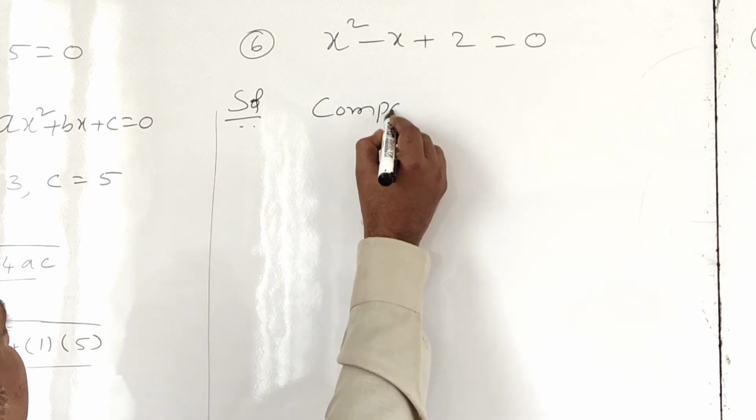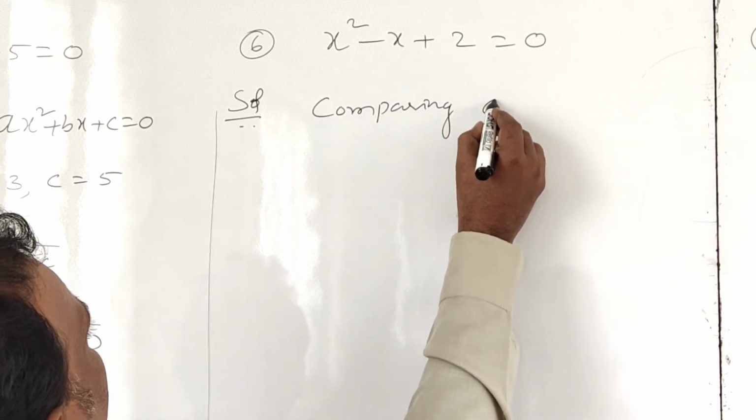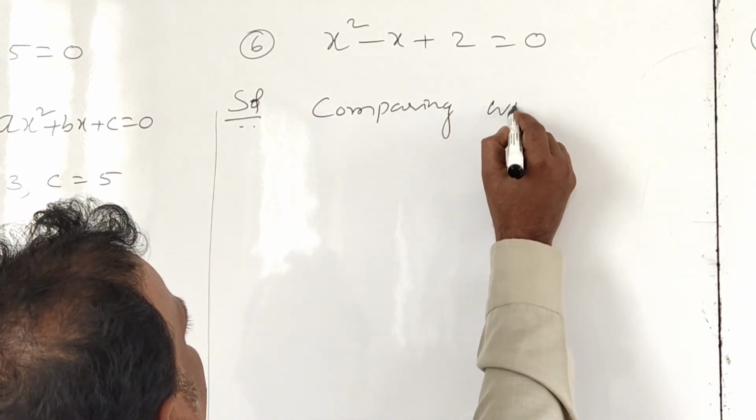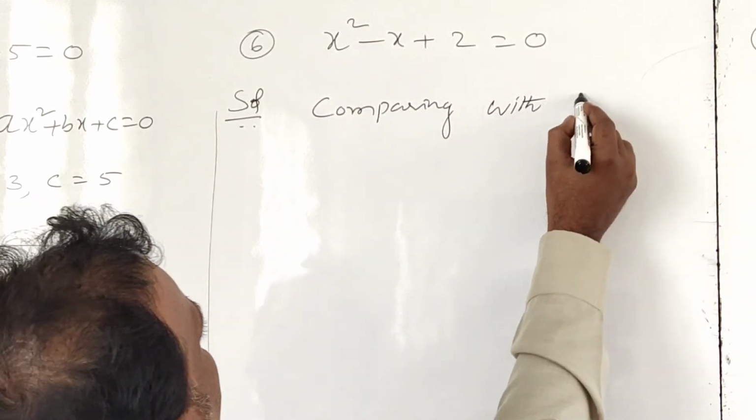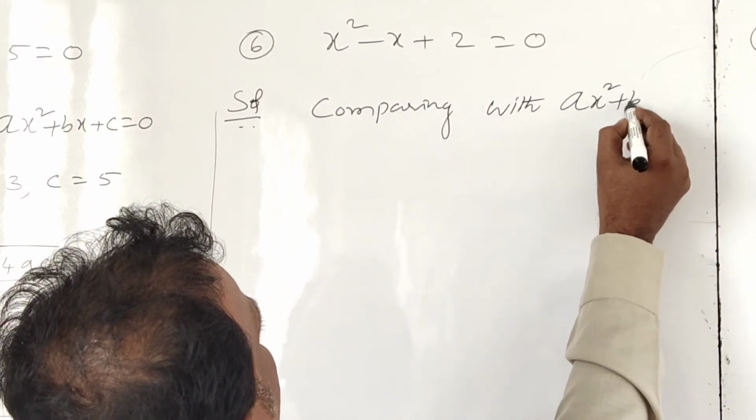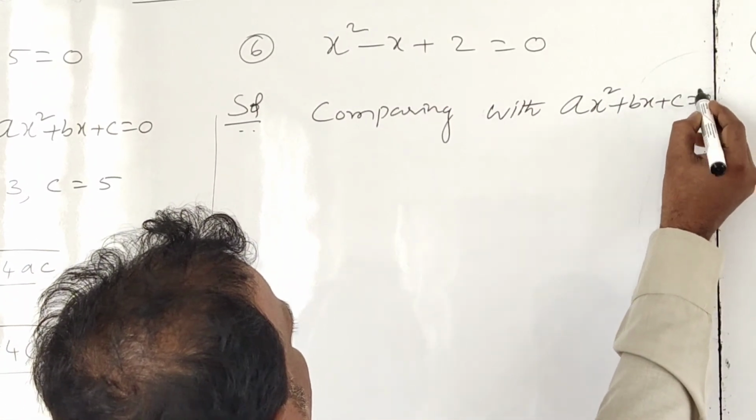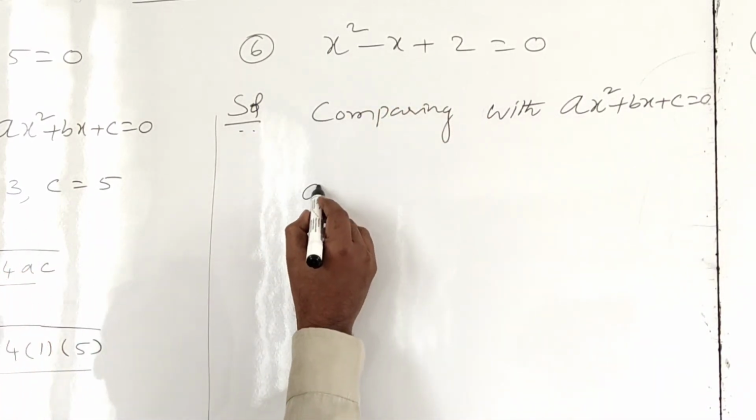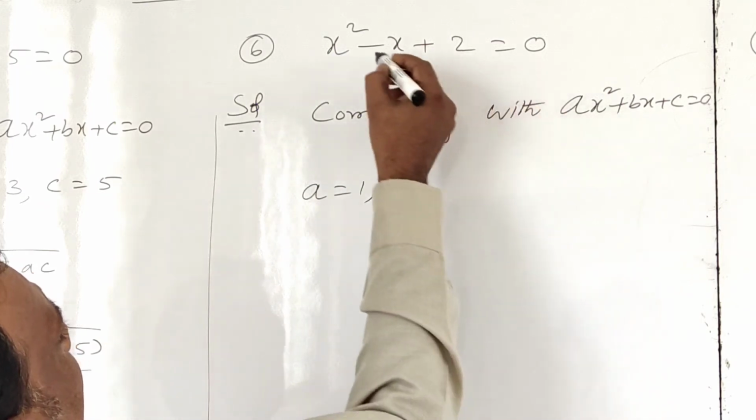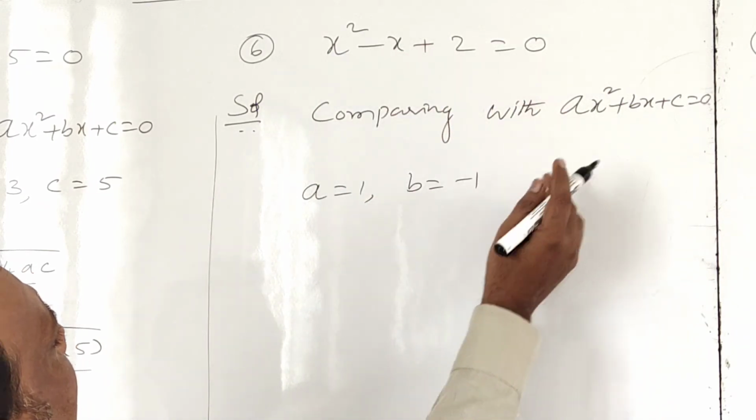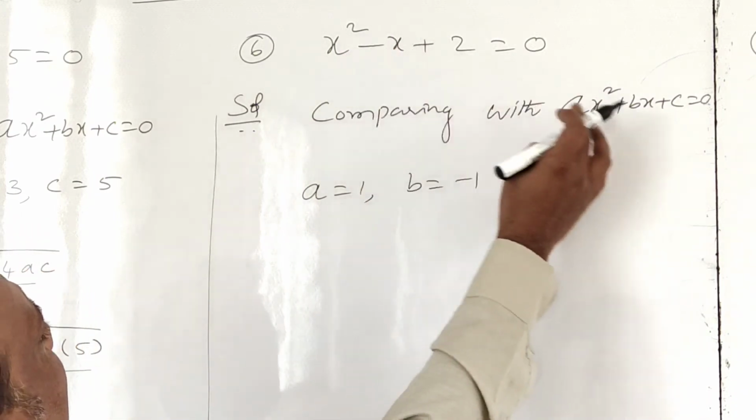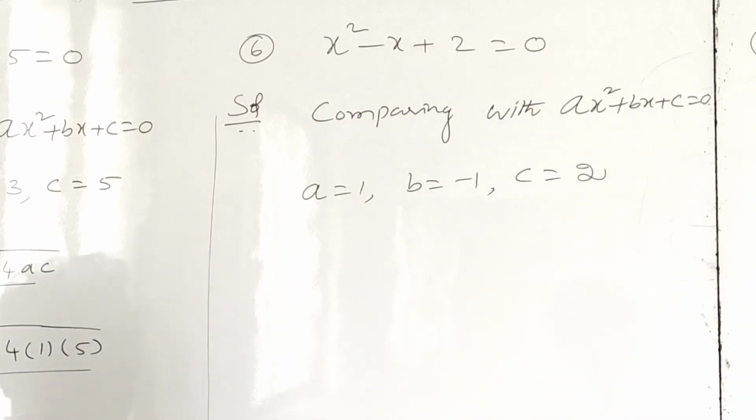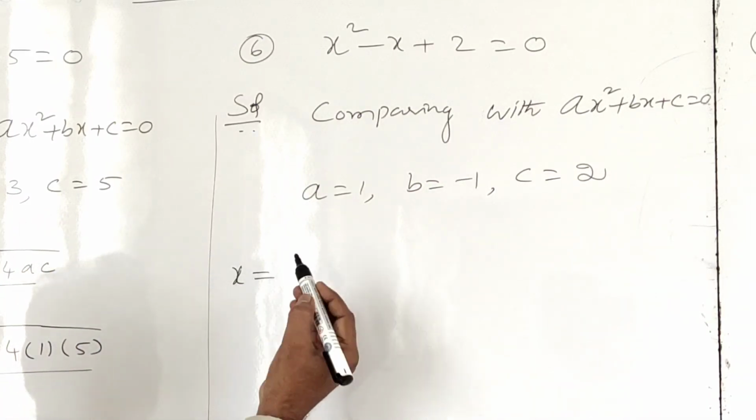So now, comparing with ax square plus bx plus c is equal to 0. Now while comparing this, what is in the place here students? a is equal to 1, b place here is minus 1, because this is in plus value and it is in minus. So b place is minus 1 and c place is 2. So we have to calculate the roots or solution, the x value.